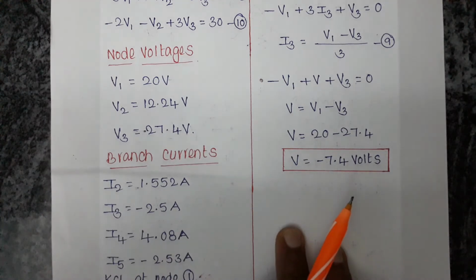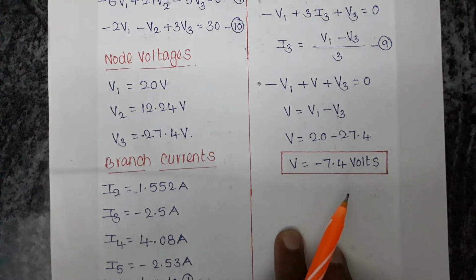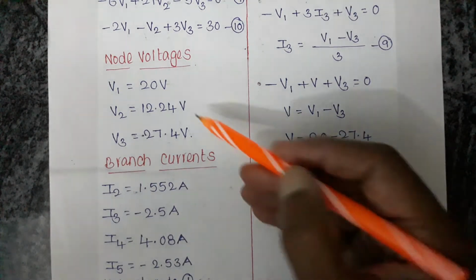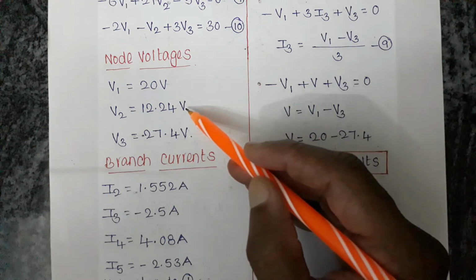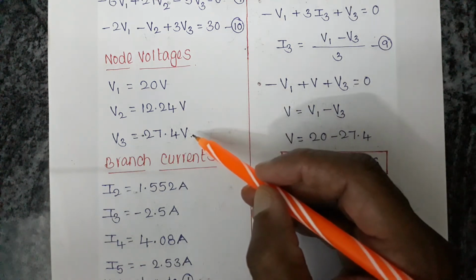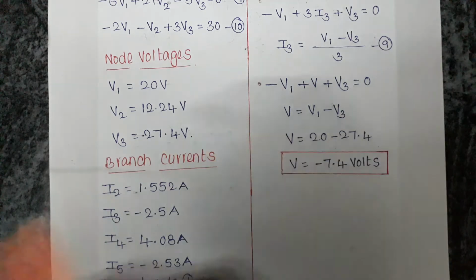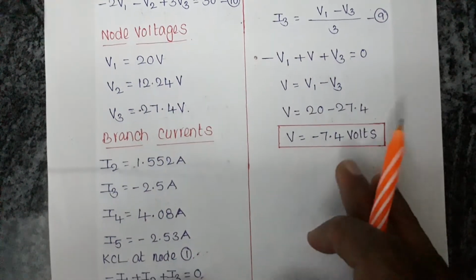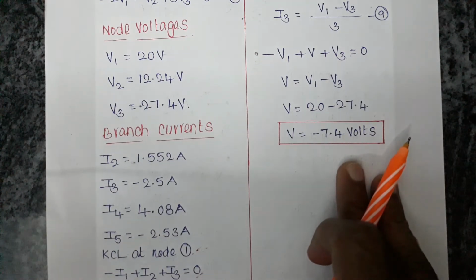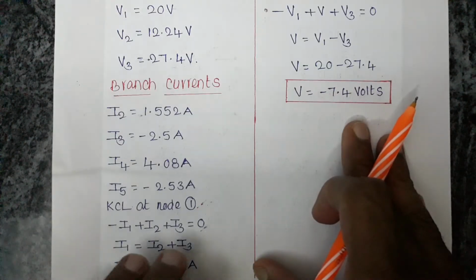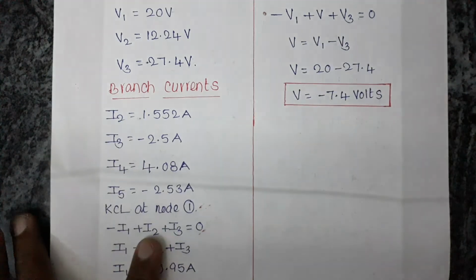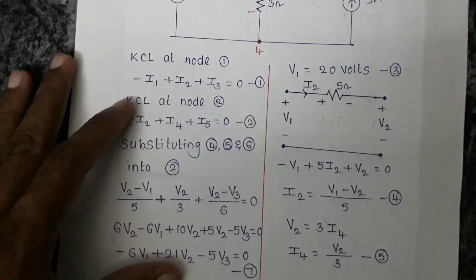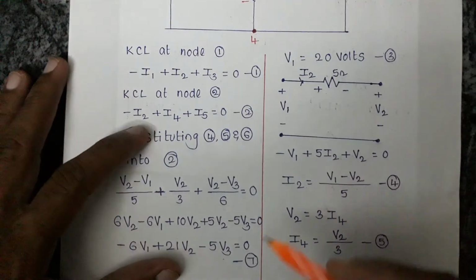So in nodal analysis, first we get the node voltages. Node 1 voltage is 20 volts, node 2 voltage is 12.24 volts, and node 3 voltage is 27.4 volts. From these, we get the branch currents. Once we have the node voltages, we get branch currents in nodal analysis. How do we get the branch currents? We write all the currents as a function of voltages.